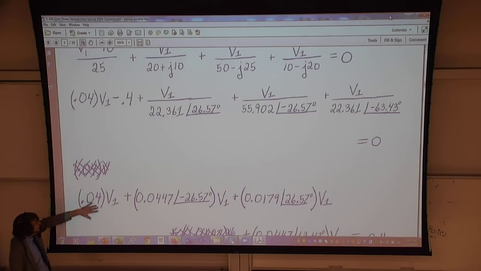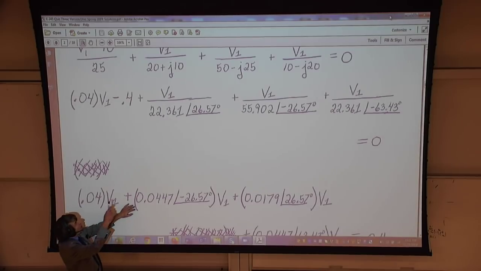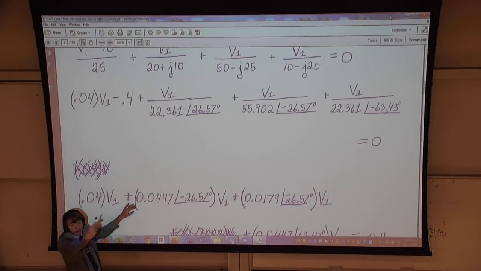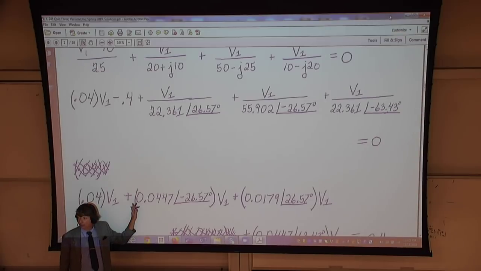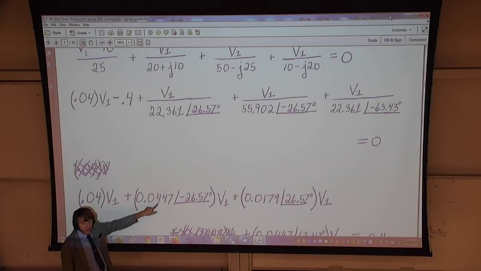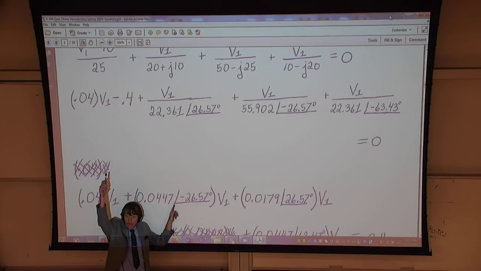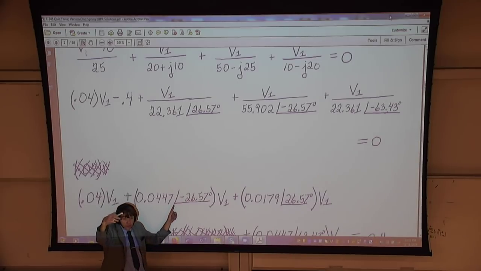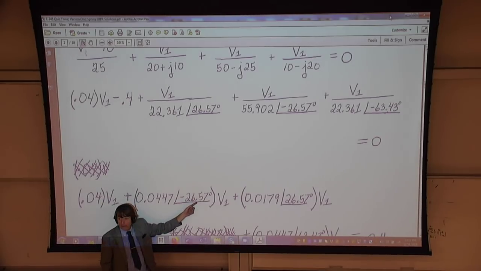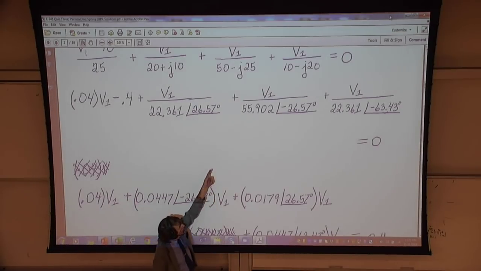I have the 0.4 V1. Now, I have V1 over 22.361 at 26.57 degrees. The reciprocal of 22.361 is 0.0447. How do I handle the degrees? What's the degree of the numerator? 0. Degree of the denominator? 26.57. So 0 minus 26.57, minus 26.57 times V1. I do the same here.